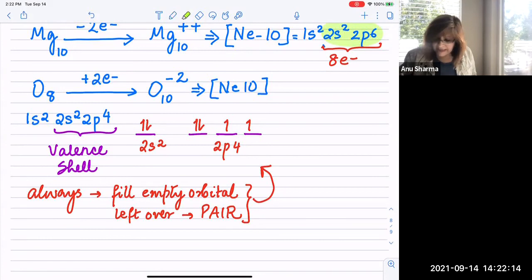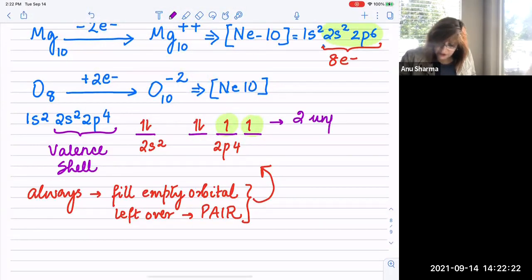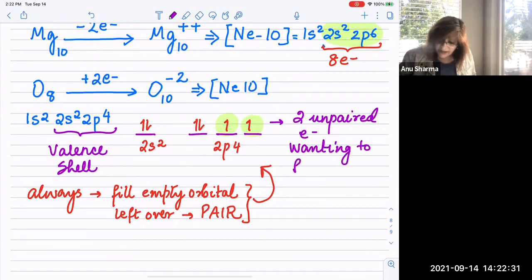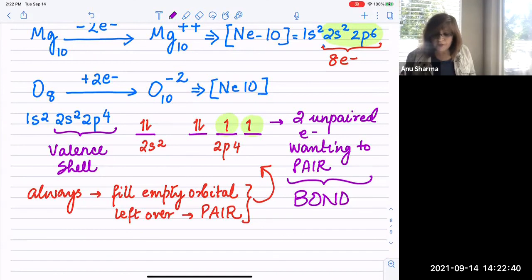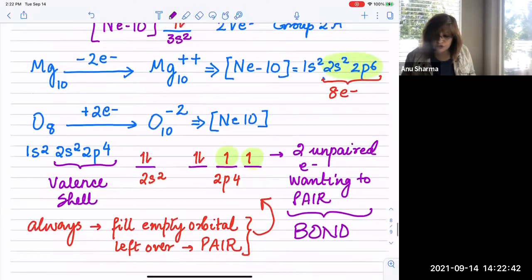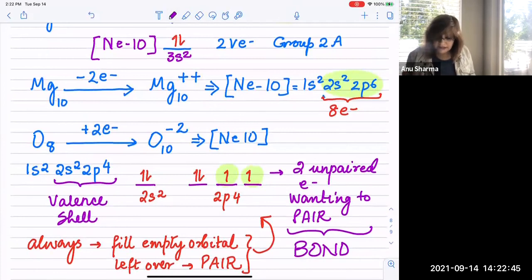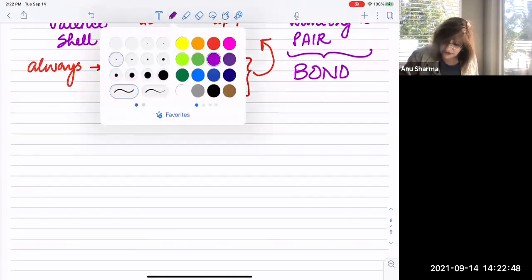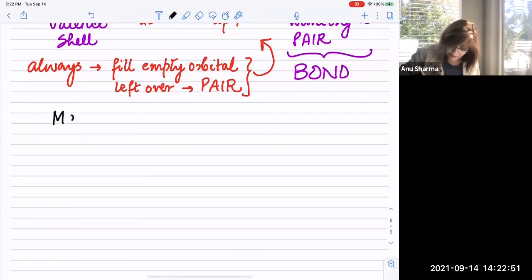So what we see here is that this is unpaired and this is unpaired. They are wanting to pair. These two, so 2 unpaired electrons wanting to pair. And when we say they are wanting to pair, that means that's where the bonds are formed. That's where the bonding occurs, the bonds form. So where are they going to get those 2 electrons? They are going to get them from magnesium. So here you have magnesium. Let's do this again. Magnesium giving away 2 electrons.